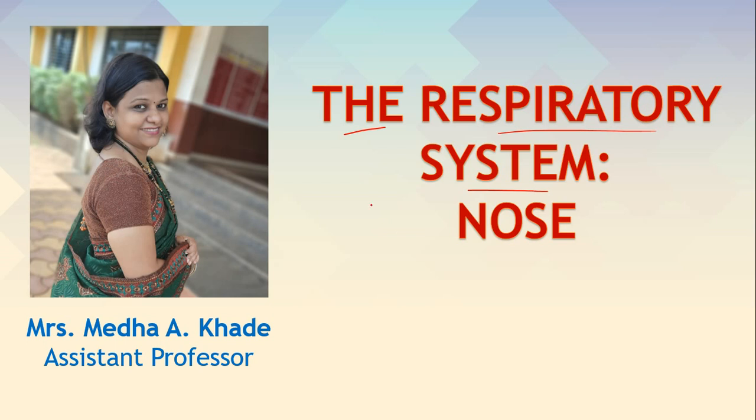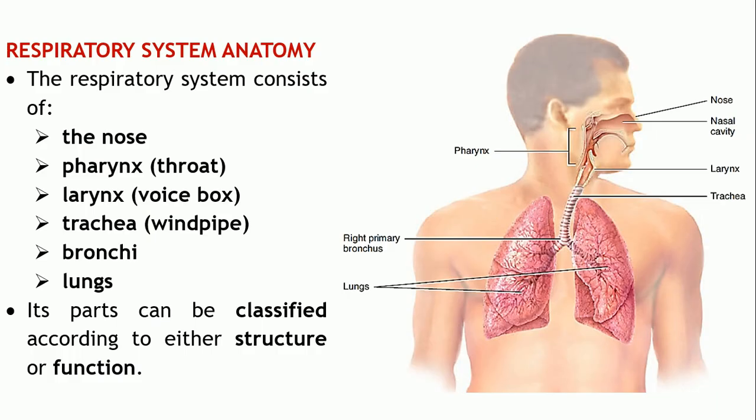Okay, so you all must be aware of the different parts of the respiratory system. In this particular video we shall consider the nose, which is the first part of the respiratory system. Before going into the anatomy and the physiology of the nose, let us consider the anatomy of the respiratory system. Let us see what are the different organs which are involved in this particular system.